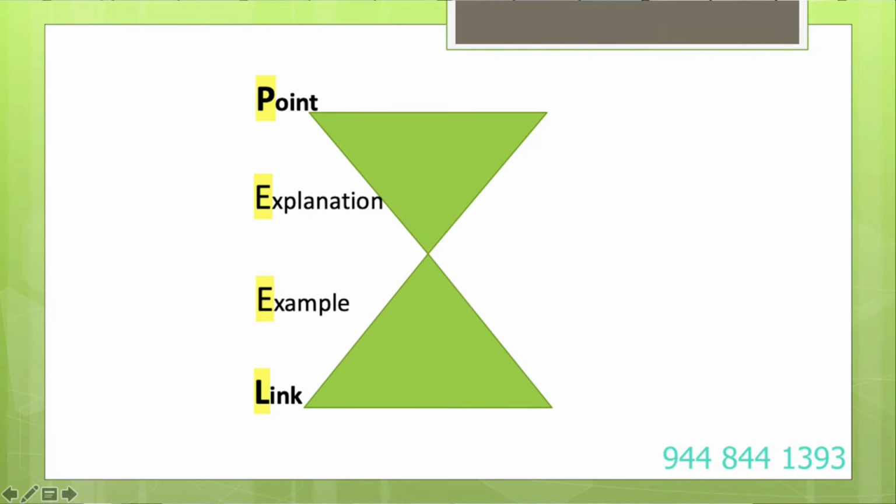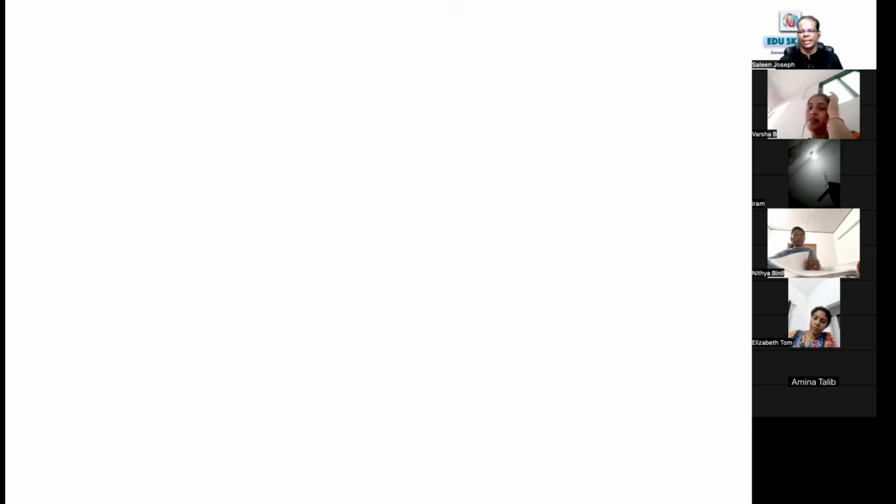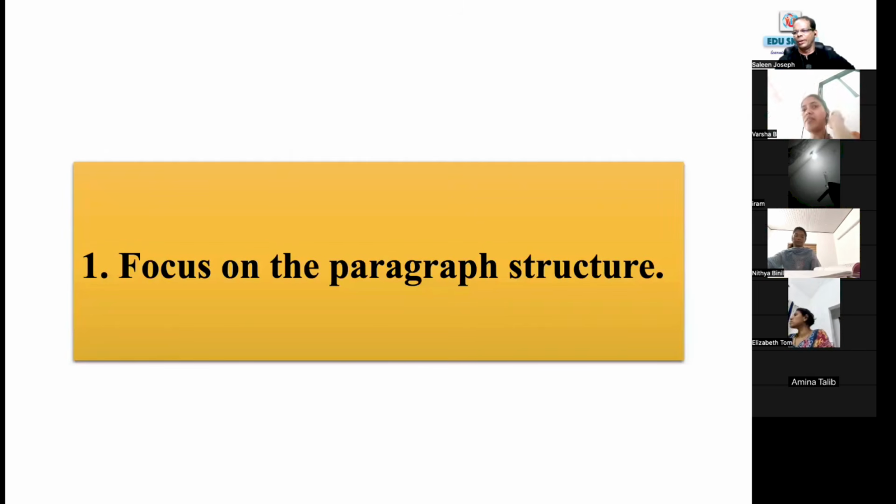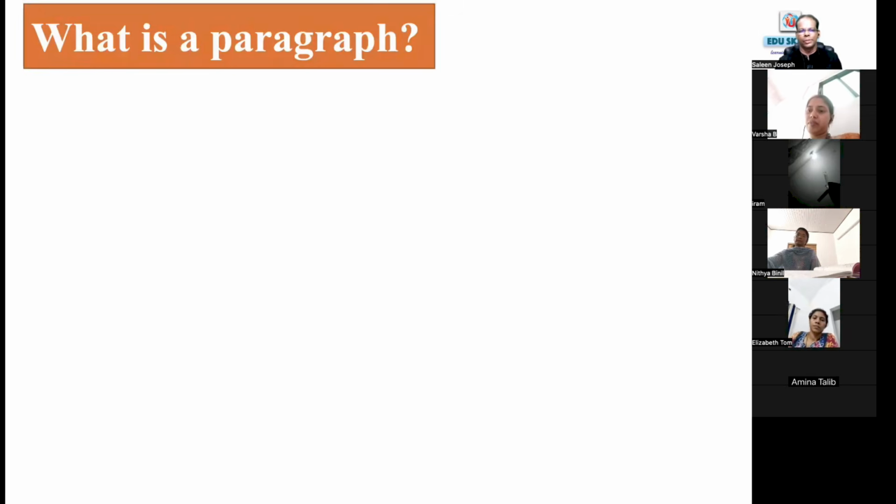In the acronym PEEL, P stands for point, E stands for explanation, again E stands for example, and L stands for link. Yes, we are looking into the paragraph structure, and we will see some examples taken from official sample materials.